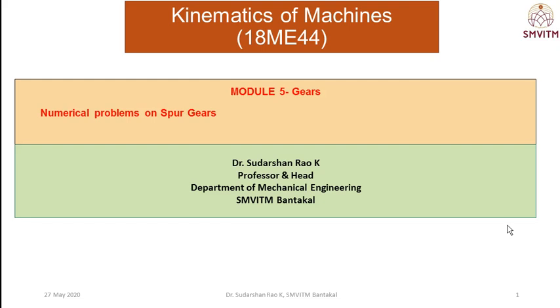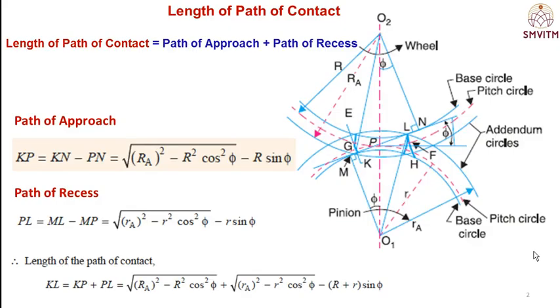Hello friends, in this session I am going to discuss the numerical problems on spur gears: length of path of contact, length of arc of contact, contact ratio and the sliding velocity. Let's see what the length of path of contact is.